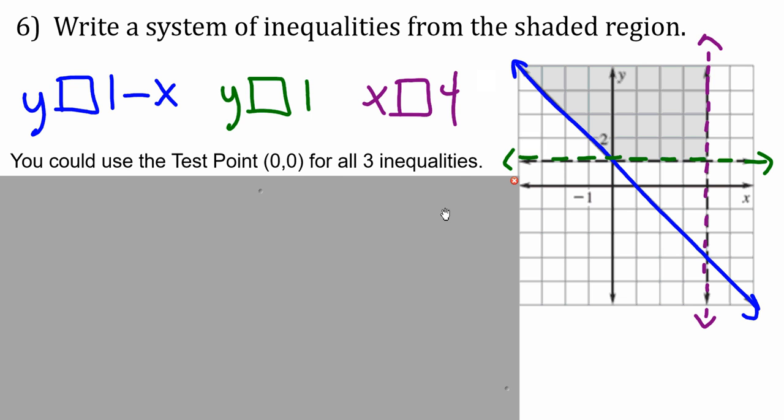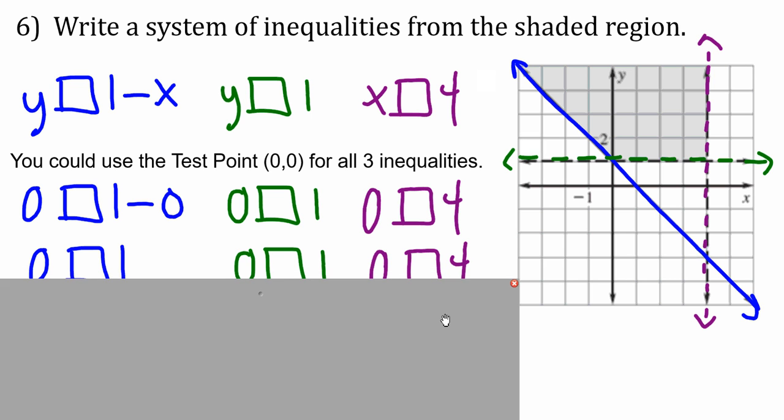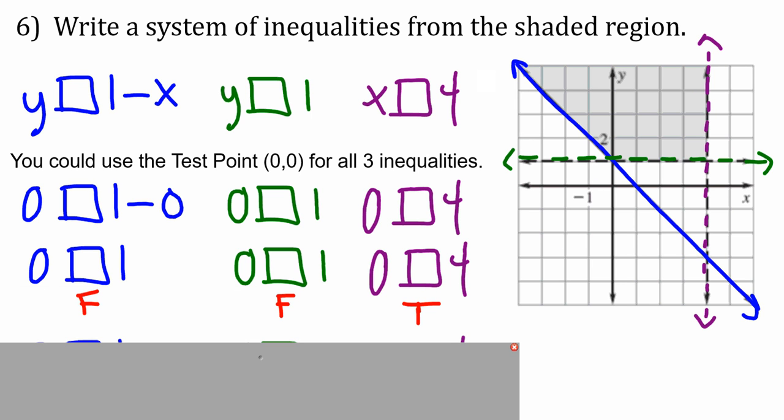If we use 0, 0 as a test point, let's substitute those values in for x and y and simplify. And again, we have to think about 0, 0 and the meaning of the shading. So this blue boundary was shaded above, right? And 0, 0 is below, so that needs to be a false statement. And in the green one, again, it's above 0, 0, so that's false. And then our purple one, if we look at the shaded going to the left, that one happens to be true. So we want it to be true when it's 0, 0. So this is our guideline.